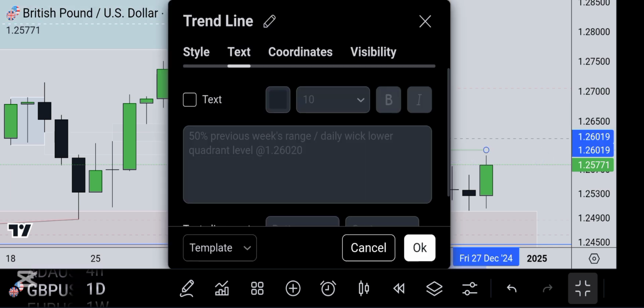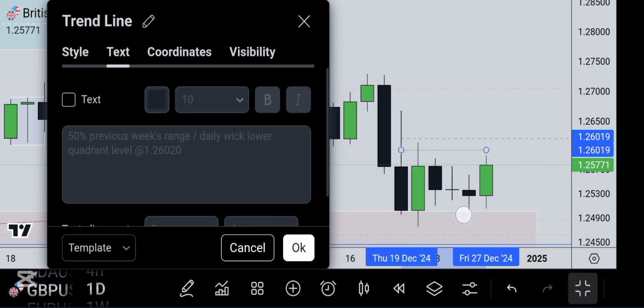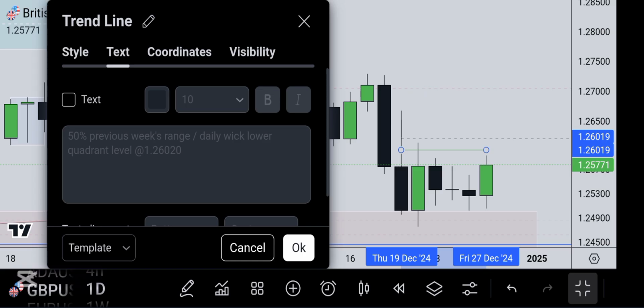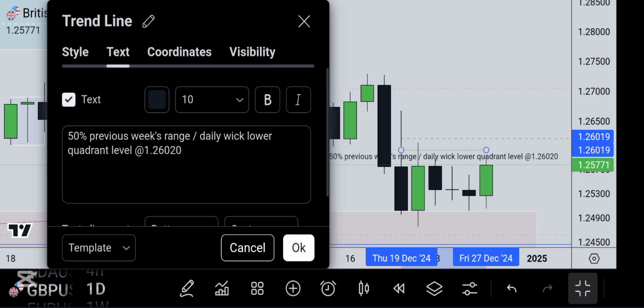And before that is this candle. If you split this candle into 4, this level is almost the quadrant, the lower 4. If you split an inefficiency into 4, you have the lower quadrant, the midpoint, the upper quadrant, then the full 100%. So the lower quadrant is at 1.26020. So this level is 1.26019, just one pip different, less than one pip, really, one pipette. It's also 50% of previous week's range, and it's also the daily weekly lower quadrant level. So that level is very important.